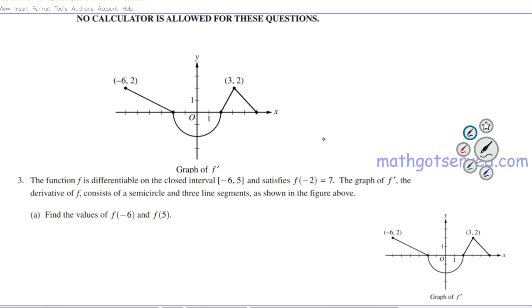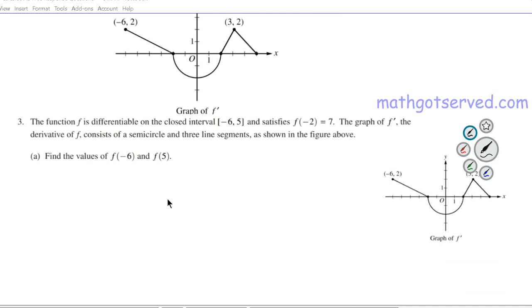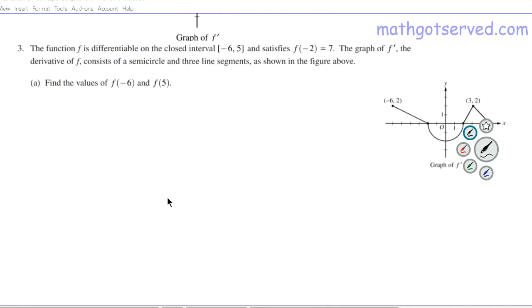All right, question 3 reads, the function f is differentiable on the closed interval [-6, 5] and satisfies f of -2 equals 7. The graph of f prime, the derivative of f, consists of a semicircle and 3 line segments as shown in the figure above. So we have the 3 line segments and a semicircle right here. All right, let's take a look at part A. It says find the values of f of -6 and f of 5.